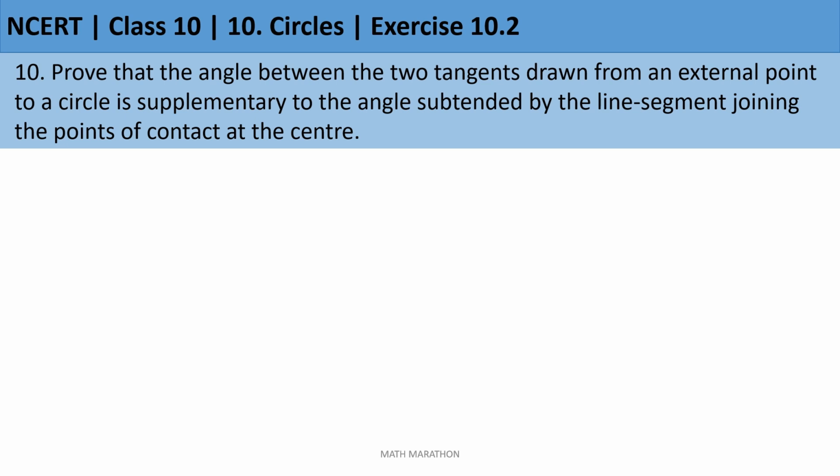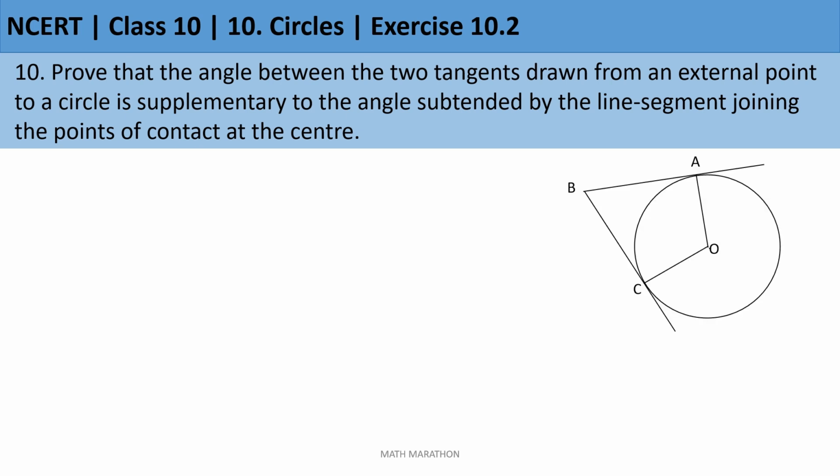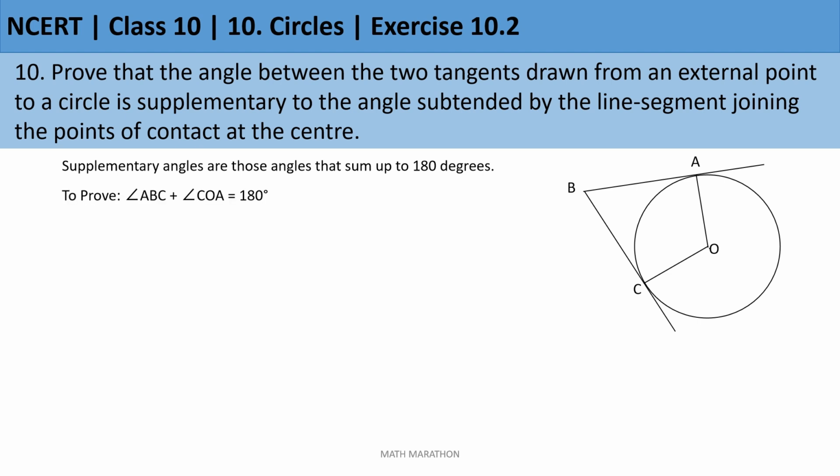Prove that the angle between the two tangents drawn from an external point to a circle is supplementary to the angle subtended by the line segment joining the points of contact at the center. I have drawn a diagram. I have drawn a circle with center O. B is an external point. AB is a tangent. CB is also a tangent. Supplementary angles are those angles that sum up to 180 degrees. We need to prove angle ABC plus angle COA is equal to 180 degrees.